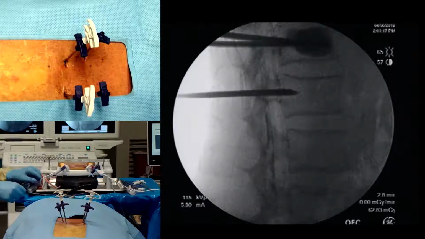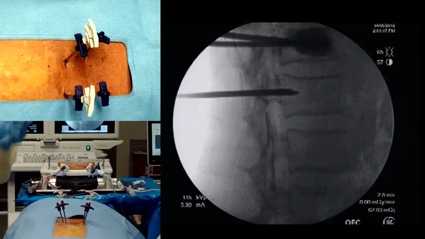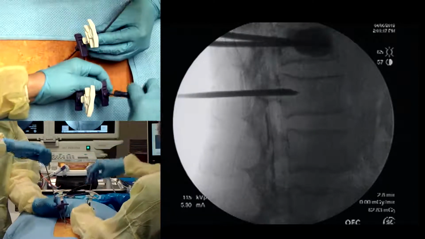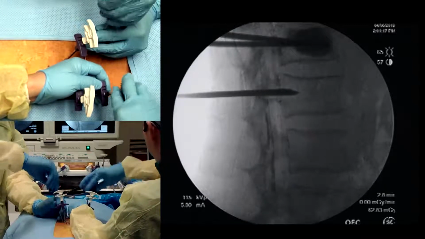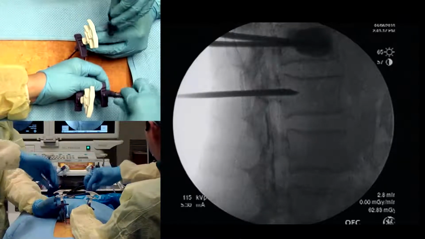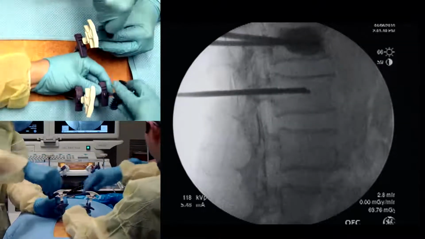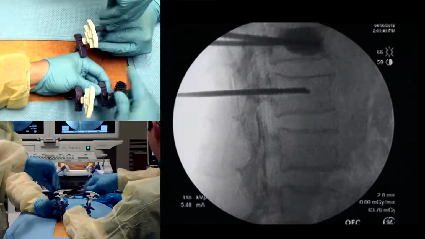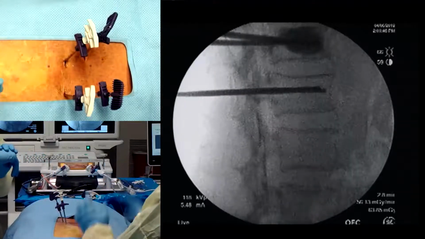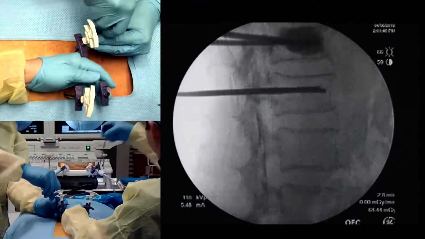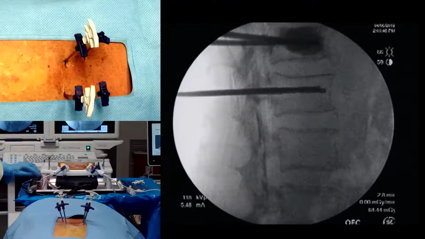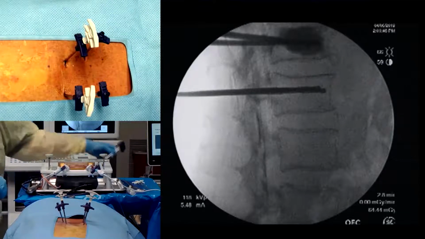I got mine here. You do? Okay, great. So we'll kind of drill to that anterior zones 1 and 2. Great. Maybe at about another centimeter. Right there. That looks great. Okay, and then we'll take these out. And then we're going to go straight to cement.